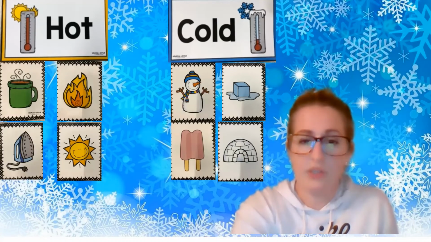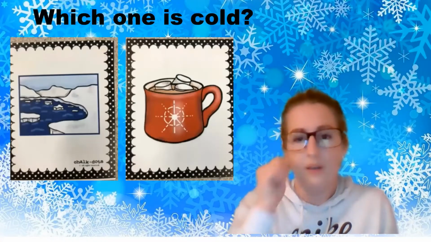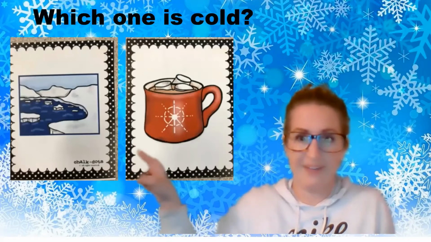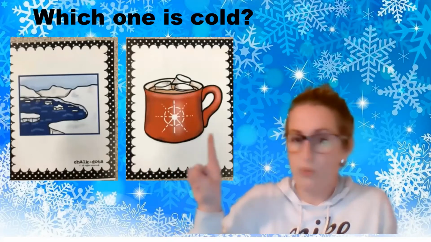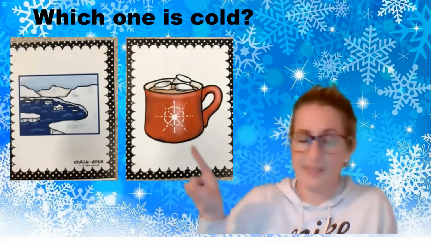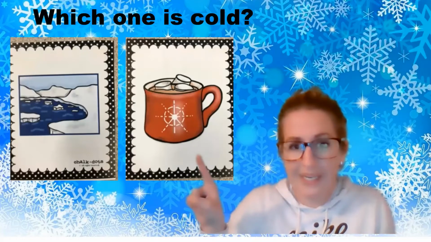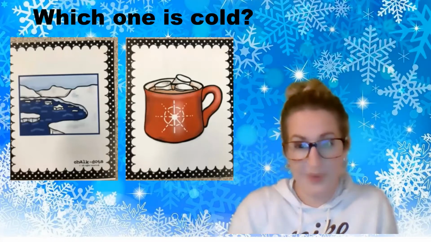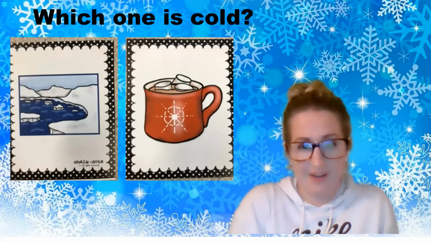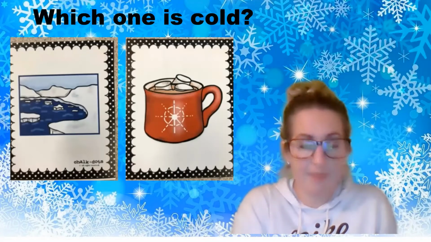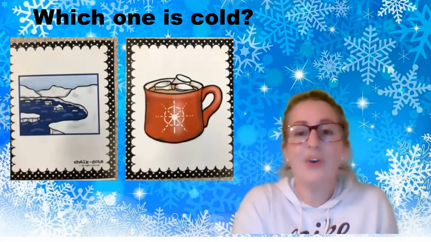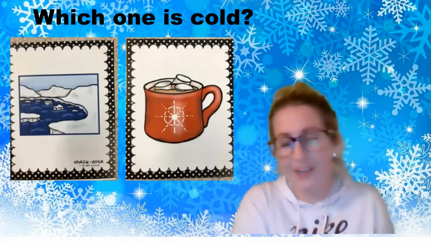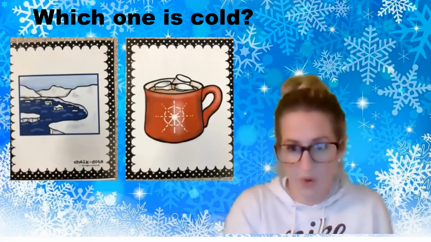Our next two pictures are our ice water over there again. And now, ooh, this is something different, but it's something that we have talked about. This is something that we drink when it's cold outside. It's called, does anyone know? It has marshmallows on top. It's called hot cocoa. You're right. It's called hot cocoa.